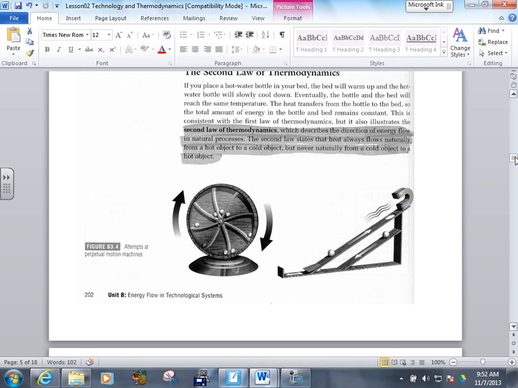These are some of the ideas people had for perpetual motion machines, things that would be able to run forever. Now, here's the problem with a perpetual motion machine. Even if you can build one, which you can't, but even if you could, it would never do anything useful.